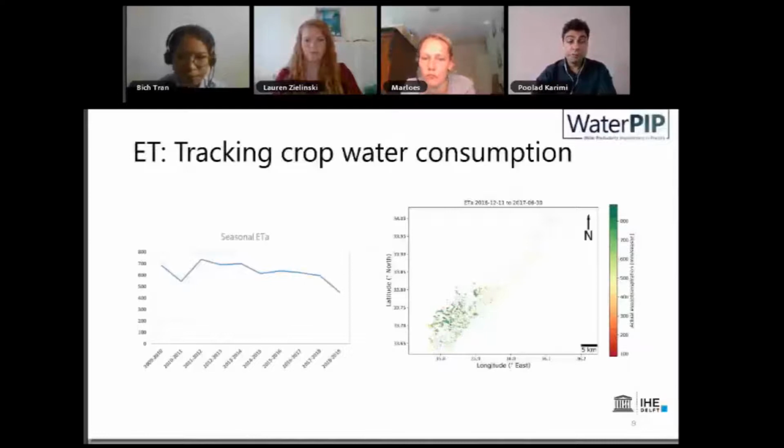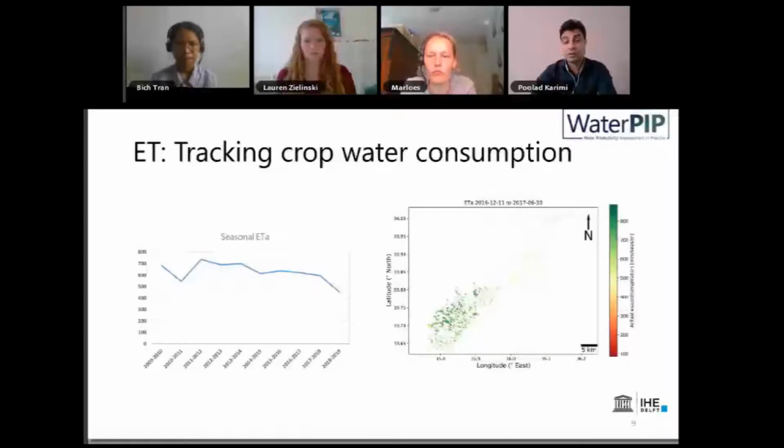The first and most important to us as agro-hydrologists is evapotranspiration. It helps us to track water consumption. That can be done through space and through time. The graph to the left shows seasonal ETa, or actual evapotranspiration, variation for winter wheat in Bekaa Valley. You see the numbers are changing. So you don't have a continuous number that is repeated every year. That helps you to understand how actual evapotranspiration has changed over the years.